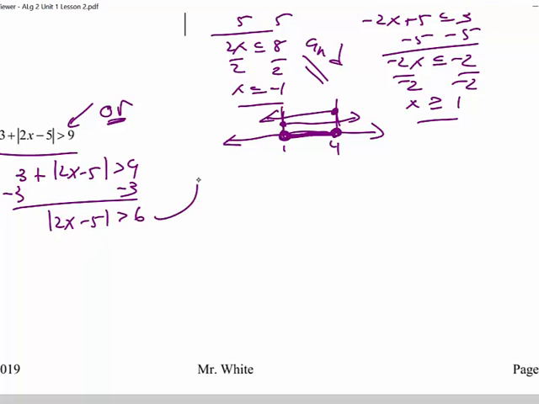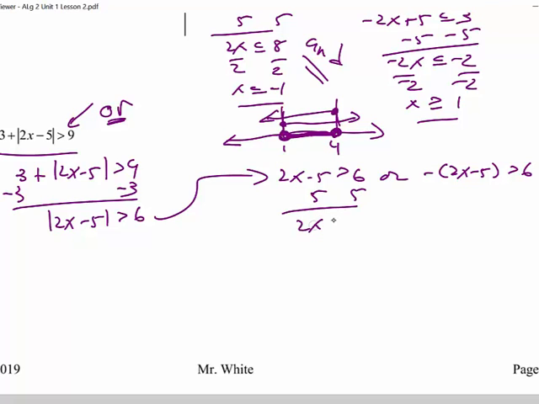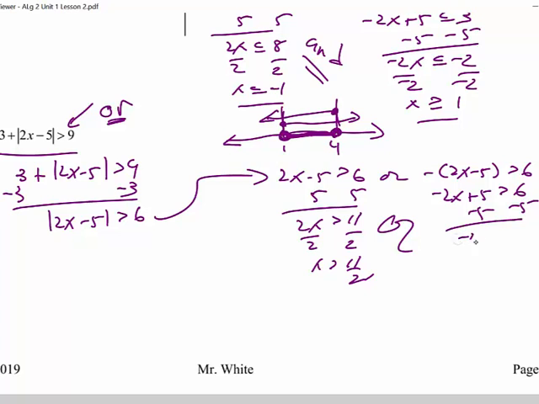Now you're going to break this into 2 cases. The positive case or the negative case. For the positive case, we add 5 to both sides. 2x is greater than 11. Divide by 2. X is greater than 11 halves. Or distribute the negative. Negative 2x plus 5. Subtract 5. Negative 2x is greater than 1. Divide by negative 2. Now you're dividing by a negative, so you flip the inequality.